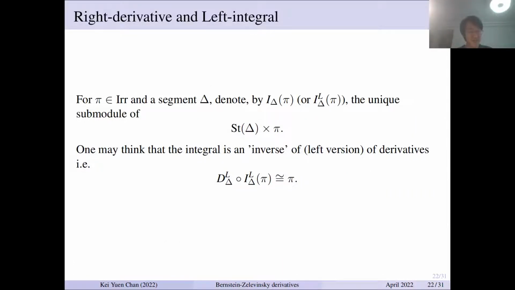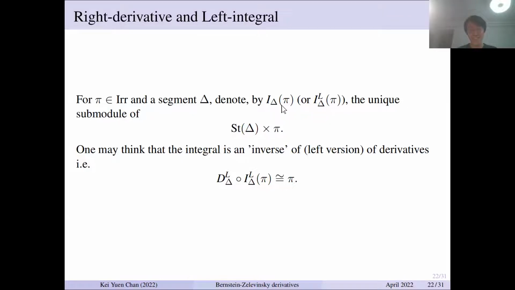Okay, but we want to do the branching law. We will go back to the eta invariants soon. We want to do the branching law, so we need to do the integral, the kind of inverse process of derivative. If we keep a record of this notation, pi is an irreducible representation and delta is a segment, then we call it I delta pi. I will put L here because I will put the Steinberg delta on the left. You can put it on the right, and if you put it on the right, you put R here. I will sometimes put L here.